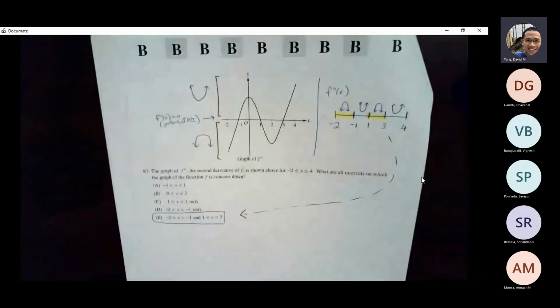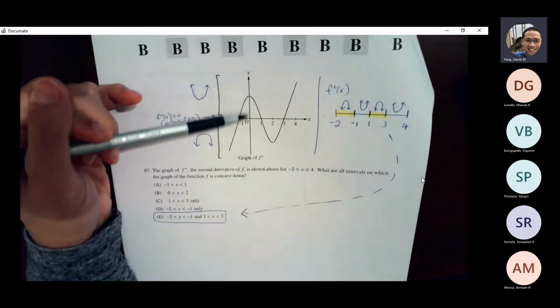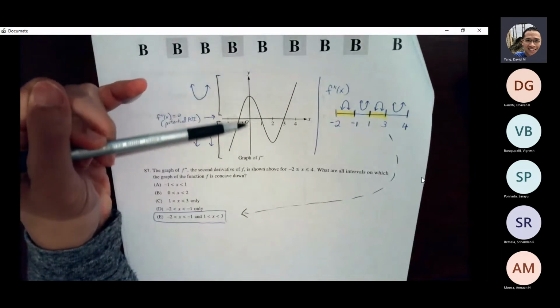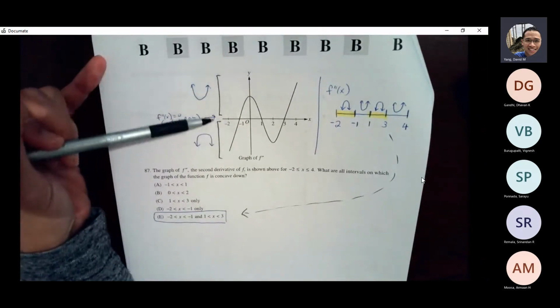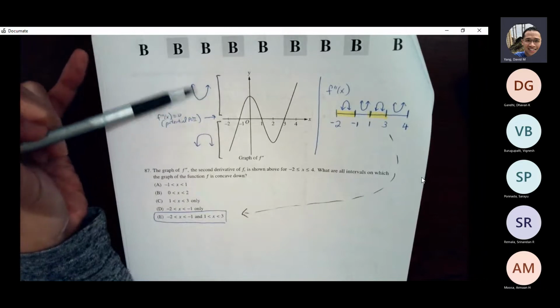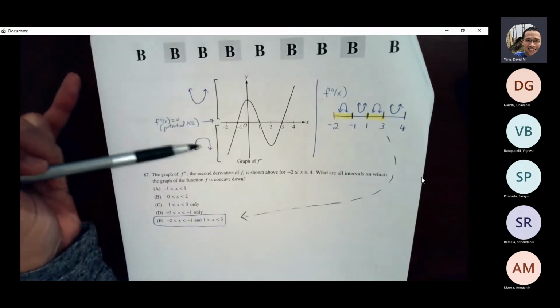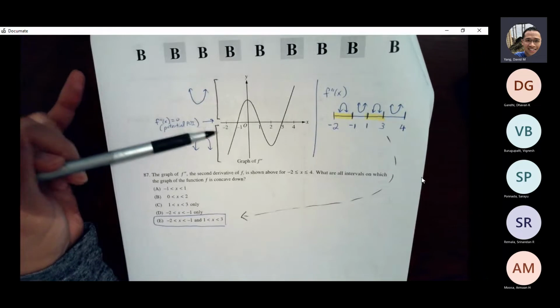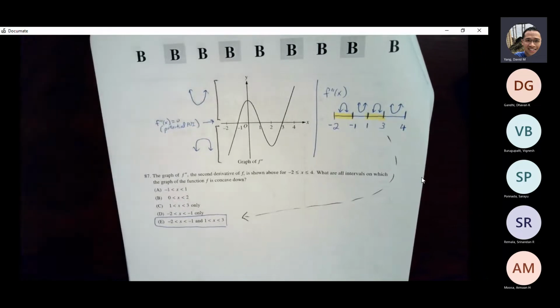Okay, more derivative graphs here, but now we're looking at the second derivative graph. So with the second derivative graph, we have to understand that the y-axis represents not slope, not position, but concavity. So anything above the x-axis represents where the original graph is concave up. Anything below the x-axis represents concave down. Anything on the x-axis is where there's a potential point of inflection.